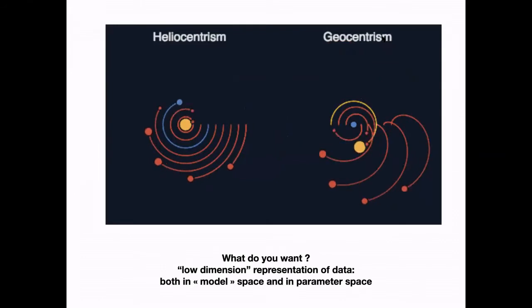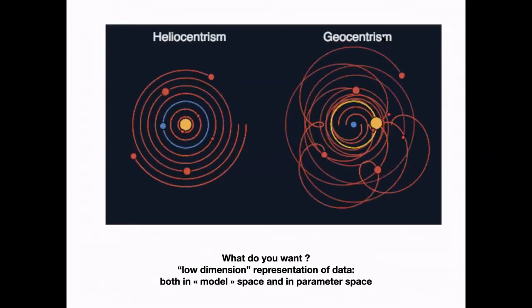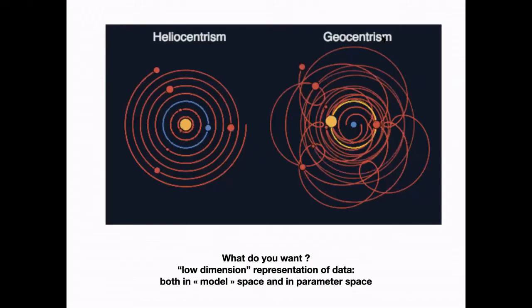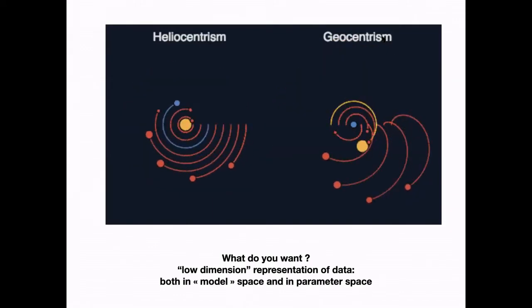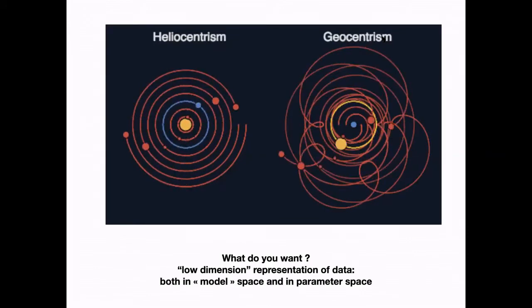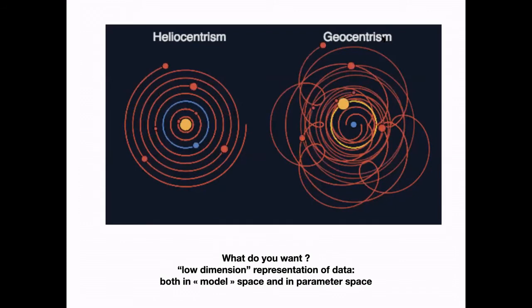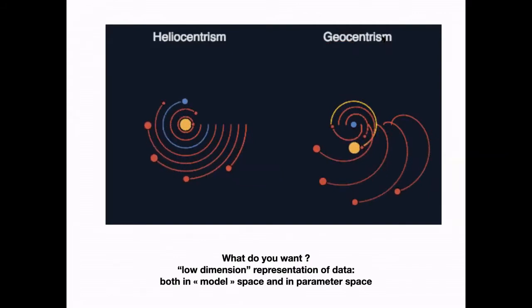And so if you think about what is the distinction between heliocentrism and geocentrism, it's really that you want to have a low dimension representation of data. So you want a simple model and you want to have as few parameters as possible. And that's something that is really guiding physicists to describe physical systems, but also, at least in biology, there is an interesting question to know if something similar can be done.